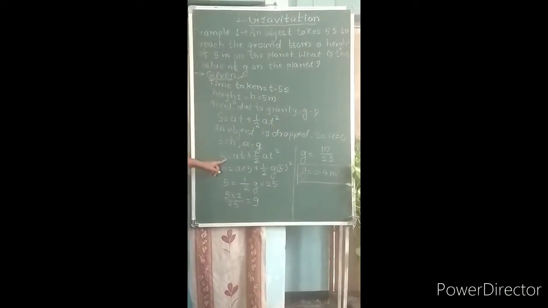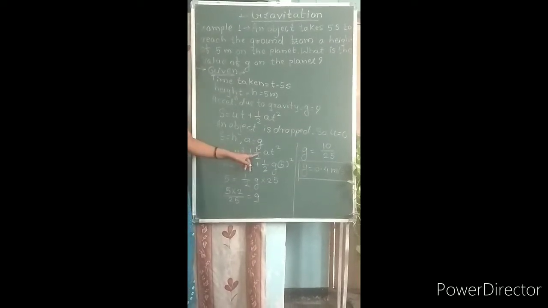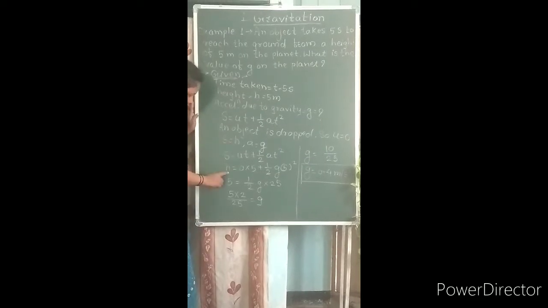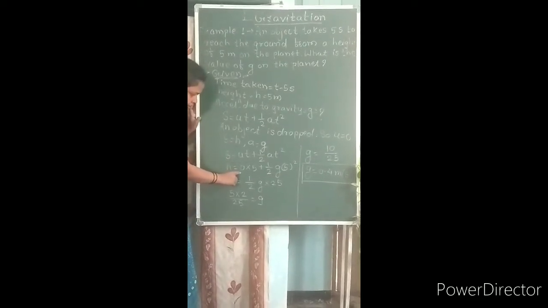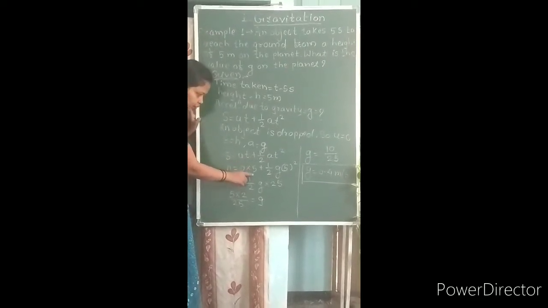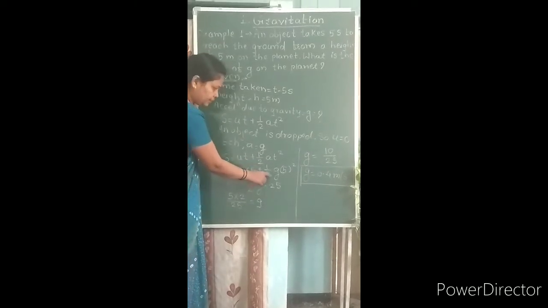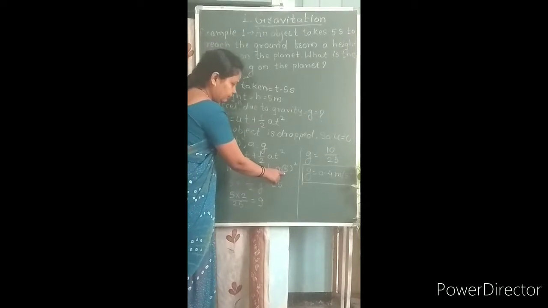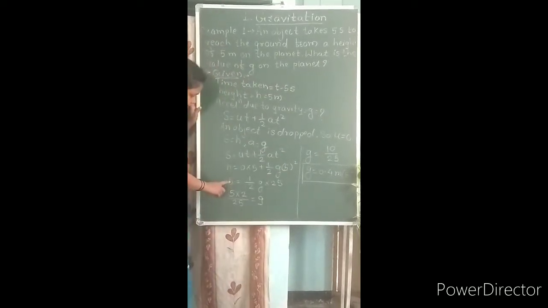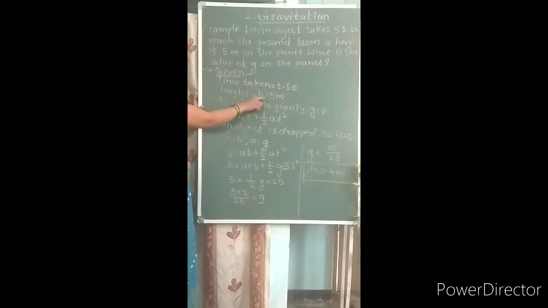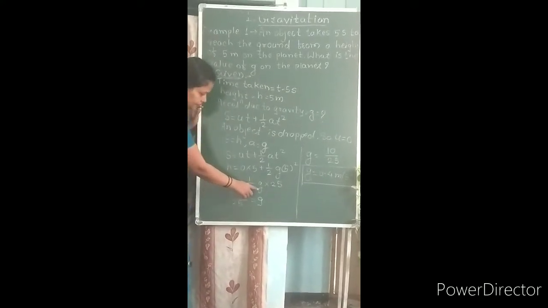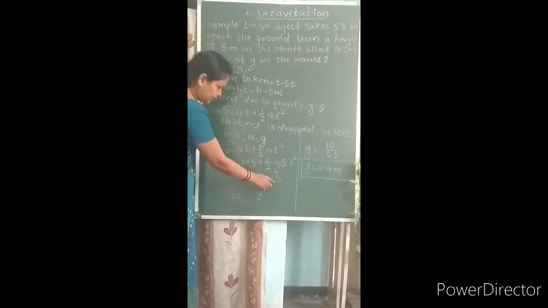S is equal to ut plus 1 half at square. Then S is equal to h, u is 0, multiplied by t is 5, plus 1 half, a is equal to g, that is 1 half g t square, with t is 5. h is equal to 5, that is height is equal to 5 meter. So 5 is equal to 1 half g into 5 square, that is 25.